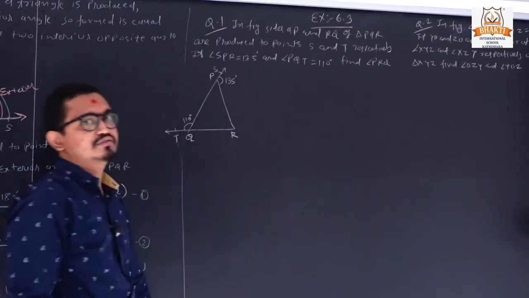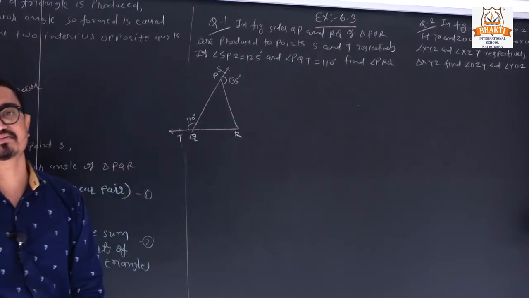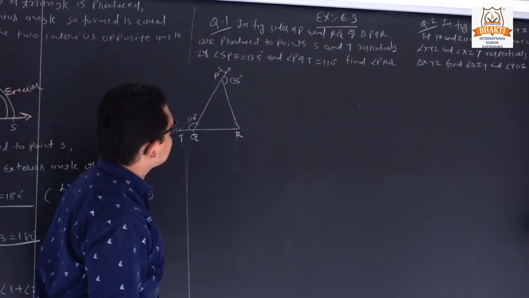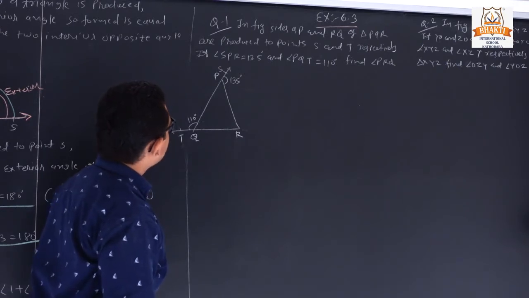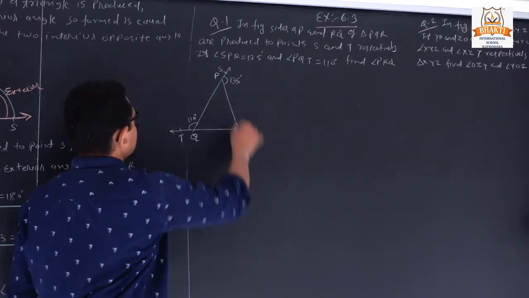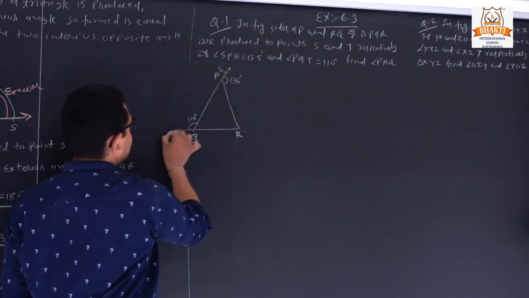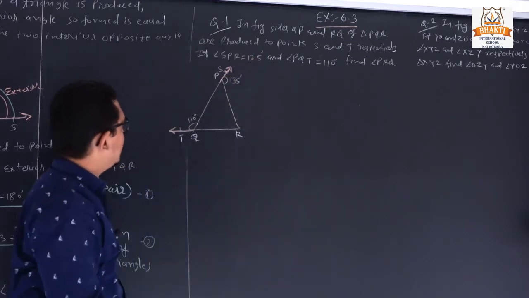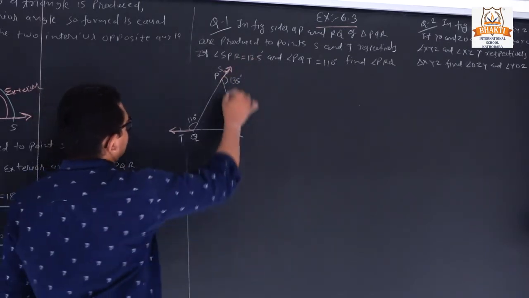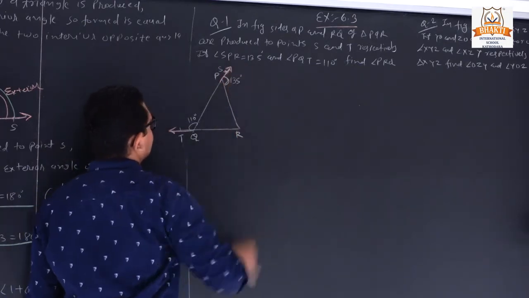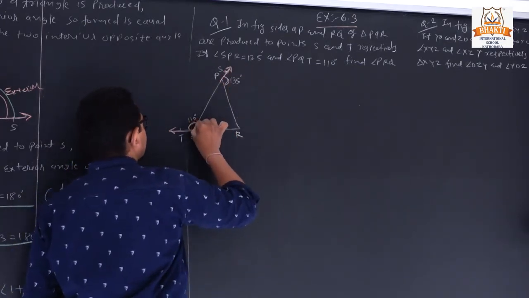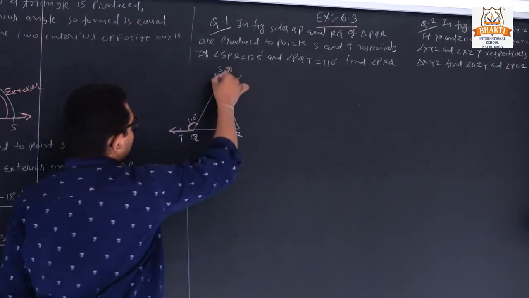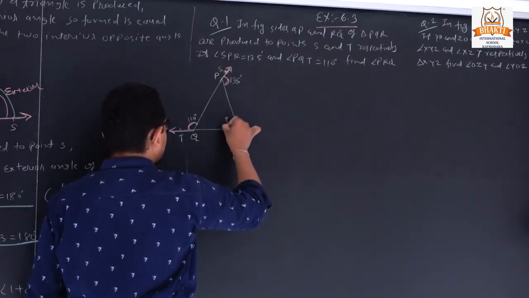Now next, question number 1 from exercise 6.3. So now we are going to start our next exercise, exercise number 6.3. So in question 1, what happens? See, in the figure, sides QP and QR of the triangle are produced to points S and T. So we can extend these two lines. Now two angles are given: SPR is given 135, and PQT is also given 110. So find PRQ. PRQ, we need to find this angle.